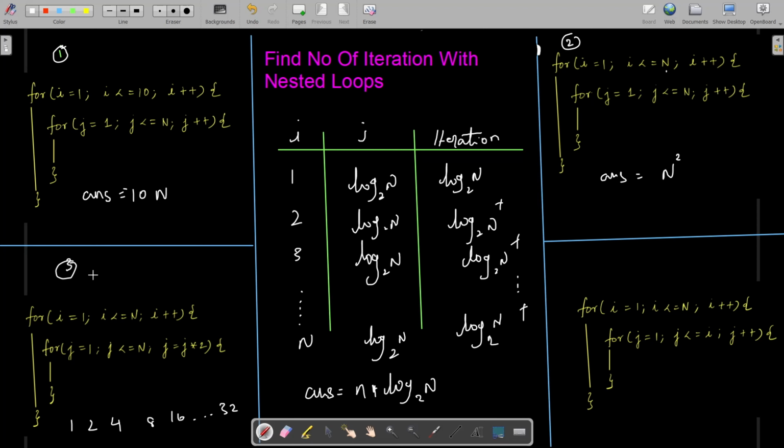So here in this case my answer is log n for the inner loop, and the overall answer is n into log n. Okay, fine. Let's look at the fourth question, then you can understand.